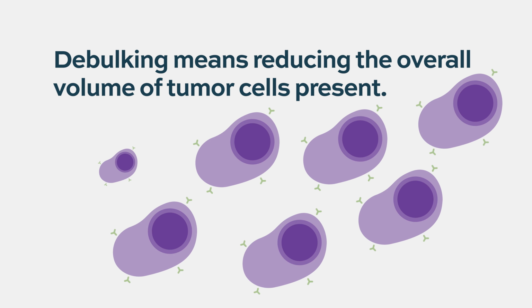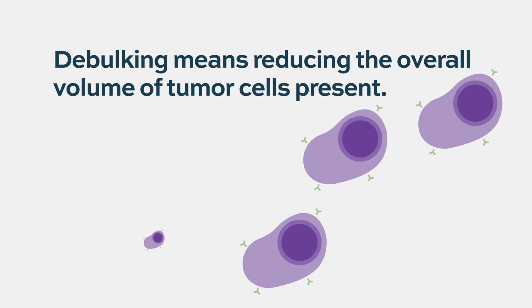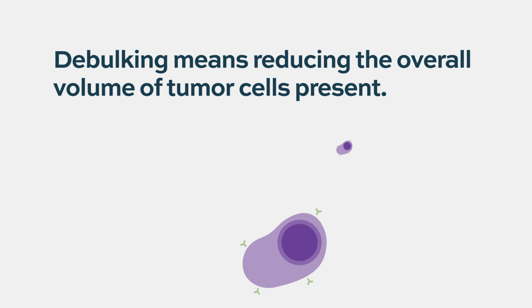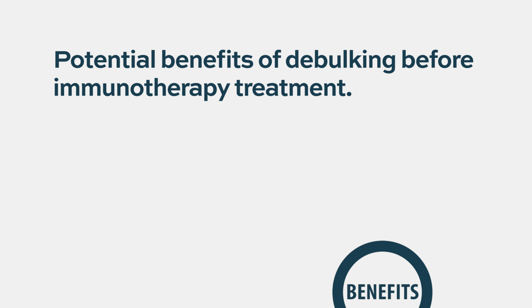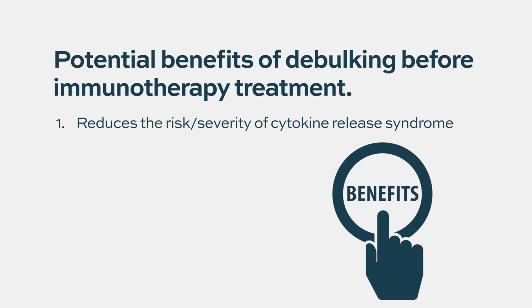In general, debulking refers to reducing the overall volume of tumor cells that are present in the body, which is the goal of all therapy from a very high level. But in particular, as it relates to immune therapies, there are 2 reasons why you would want to debulk. As you know, one of the major risks of current immune therapies such as CAR T cells and T cell engagers is cytokine release syndrome.